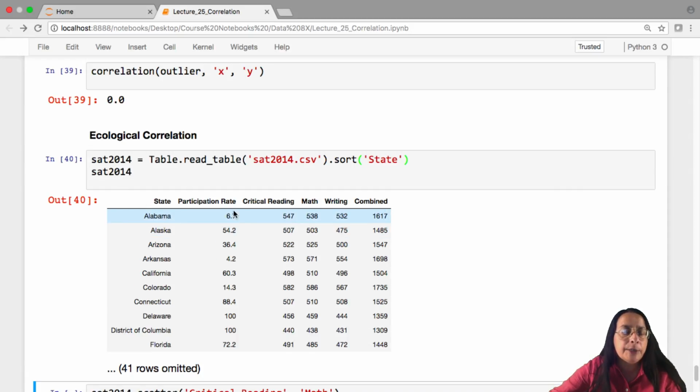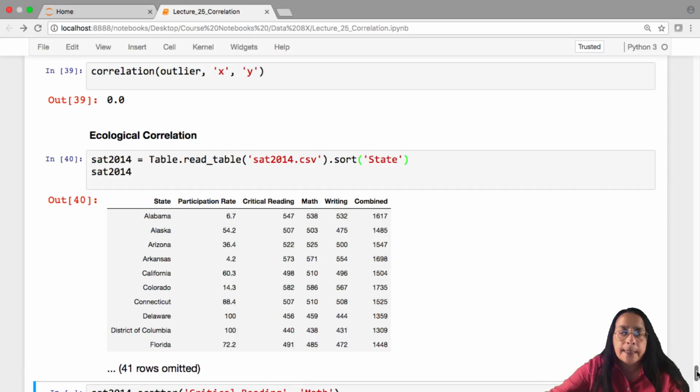There is the participation rate in the exam, that is the percent of high school seniors that took the test. The average critical reading score, the average math score, the average writing score, and then the combined score in all of these three elements. The SAT has changed since then. These are the SAT scores as they were in 2014.